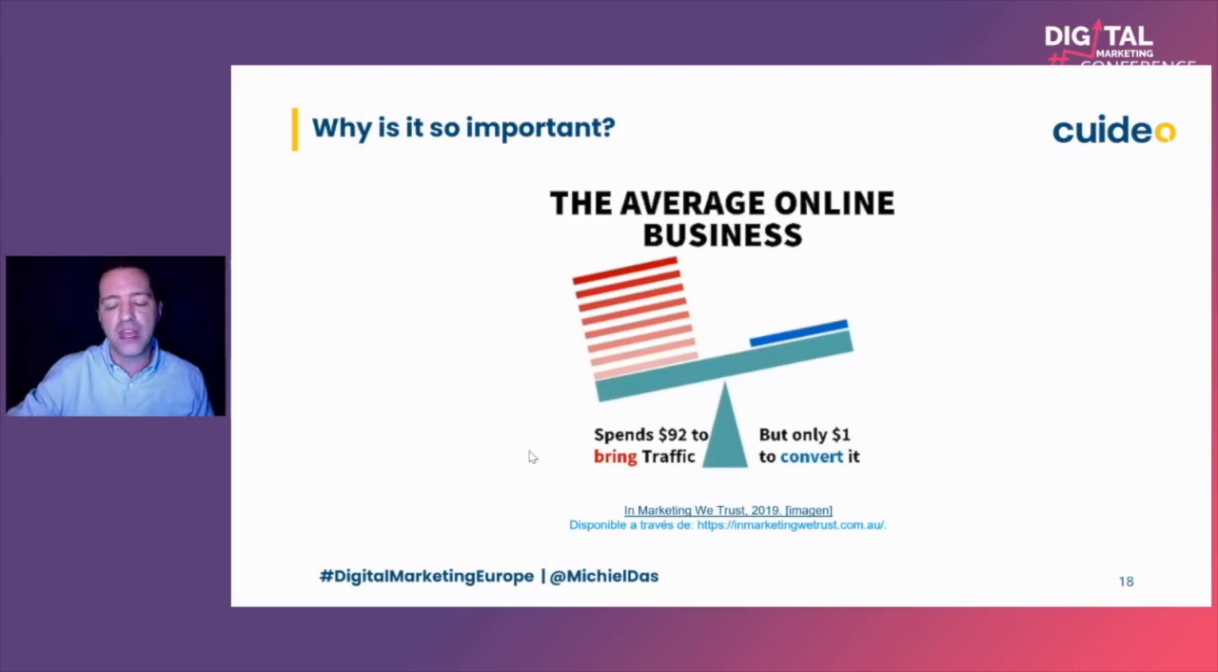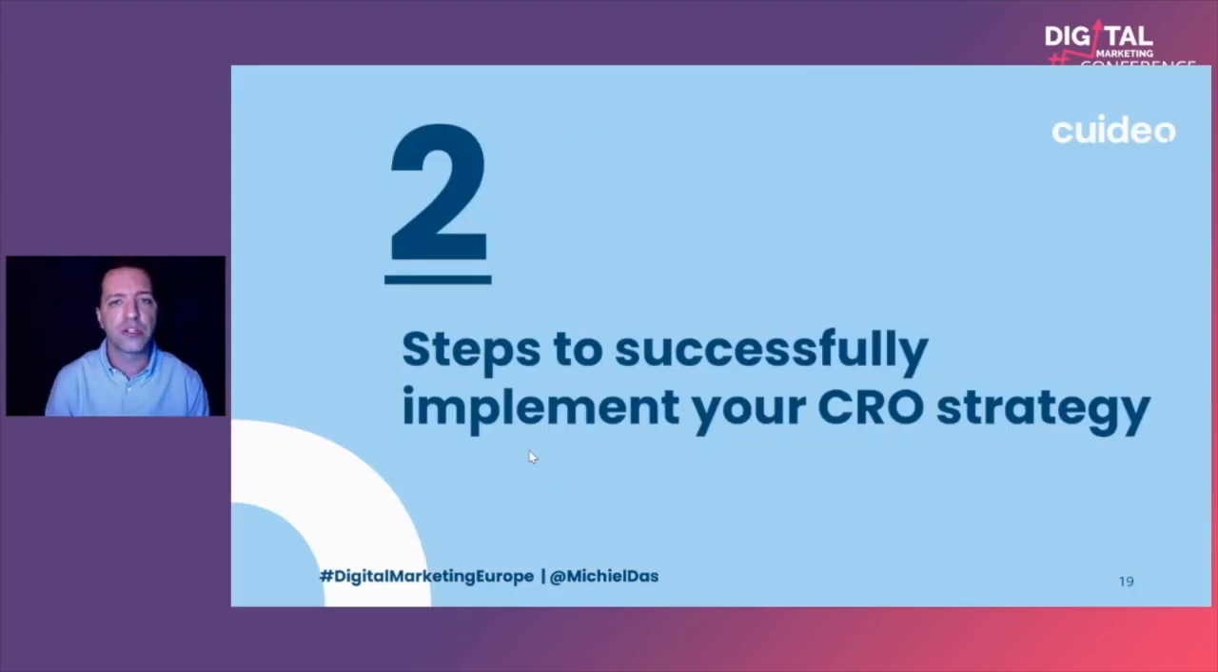into paying customers. And this is data from the US, right? In general, companies spend $92 bringing in traffic, and they're only spending $1 to actually convert it, right? So that's why we start with CRO, right?